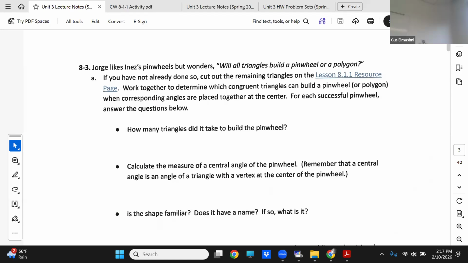Because why didn't they? Yeah. Find angles, like there's a different amount that's needed to build the. Right, correct.